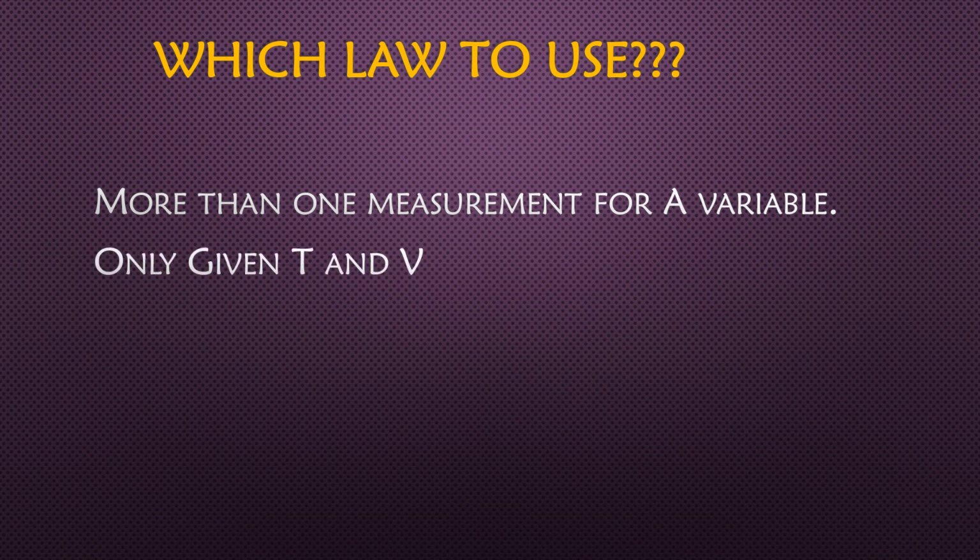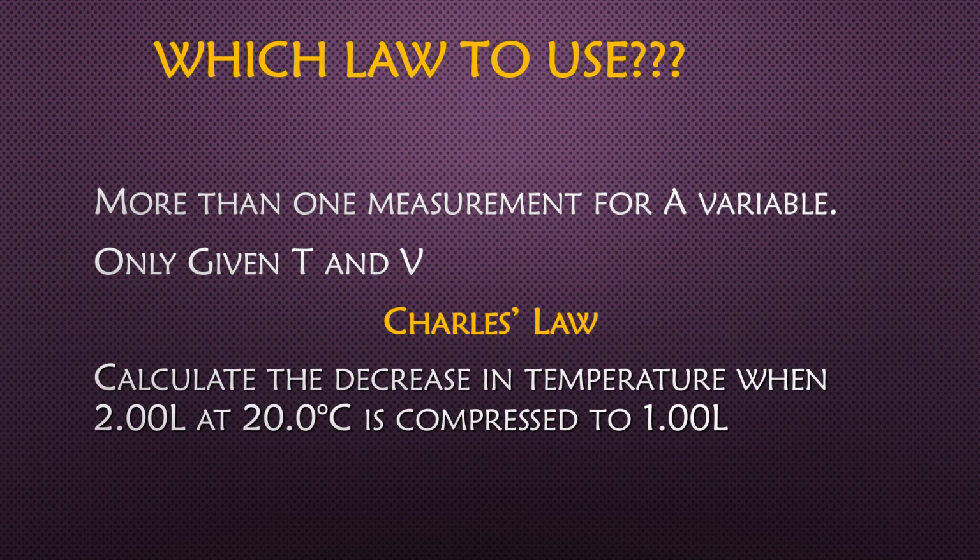Okay. Now let's say once again, we are given a question where we see more than one measurement for the variables, and we are only given temperature and volume. That's what will indicate that we are going to be using Charles' law, because Charles' law says that volume and temperature are directly related. For example, a question like this: we are supposed to calculate the decrease in temperature when 2 liters of any gas at 20 degrees Celsius is compressed to 1 liter. So here we see the first volume, then we see the first temperature, and then we see another volume, and we are supposed to find the second temperature.